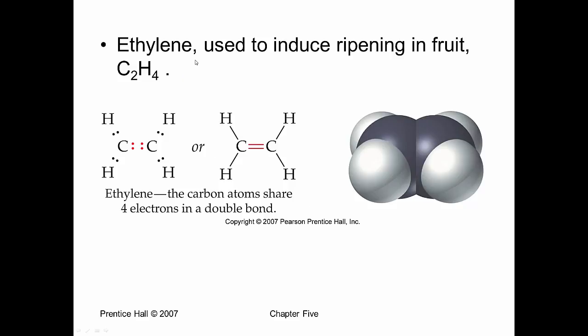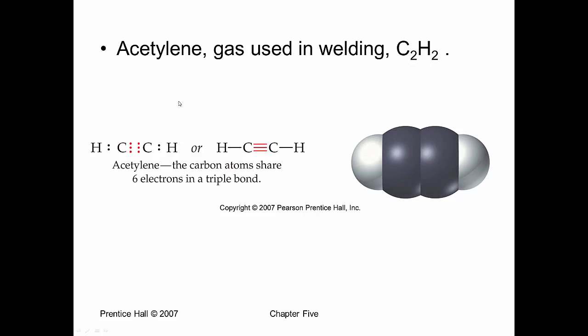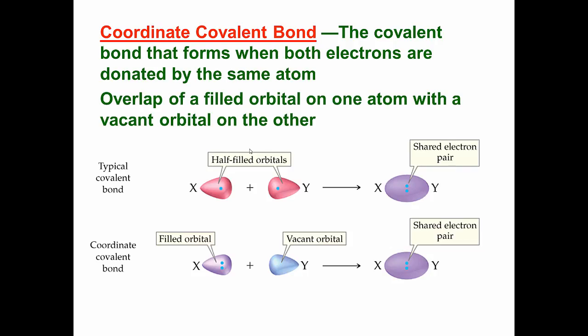Ethylene is a compound that's used to induce ripening in fruit. And again, we see each carbon has 2, 4, 6, 8 electrons about it. And hydrogen, of course, can only have the 2 electrons. It would never achieve an octet. So another way to represent ethylene would be this way with the double bond. Acetylene is a gas used in welding, and notice the triple bond between the 2 carbons. Again, each carbon would be surrounded by 8 electrons.